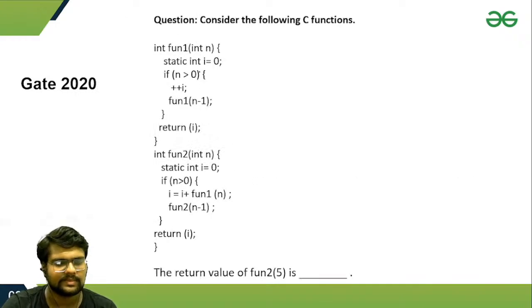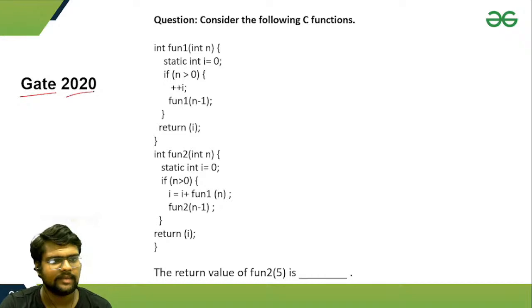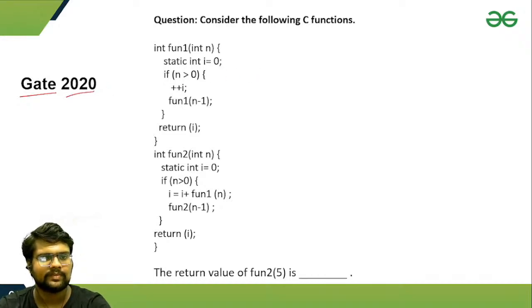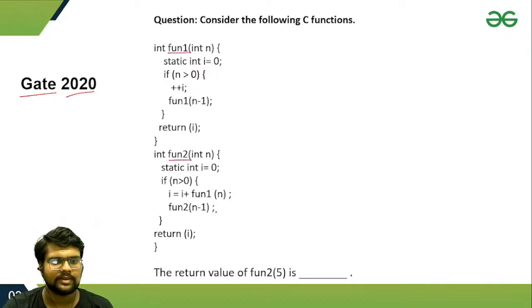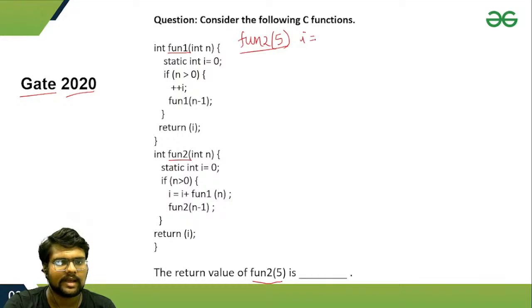This question was asked in GATE 2020. In it we have two functions, f1 and f2, and we have to find the value of fun of 2. Let me write fun1 here and fun2 here. We are calling it with 5. Here a static variable i is there, whose initial value is 0. Then we are calling fun1 of 5. Let me calculate.